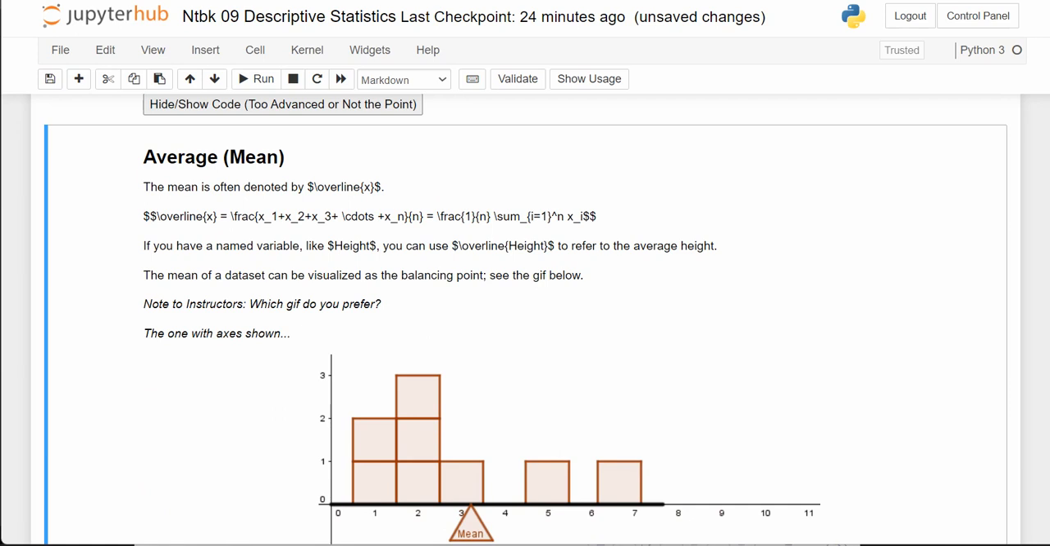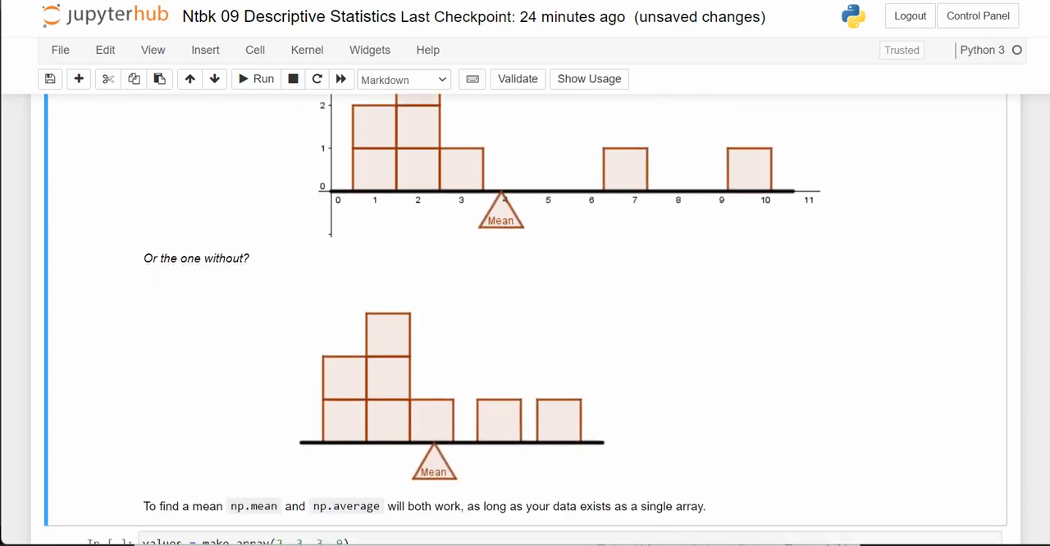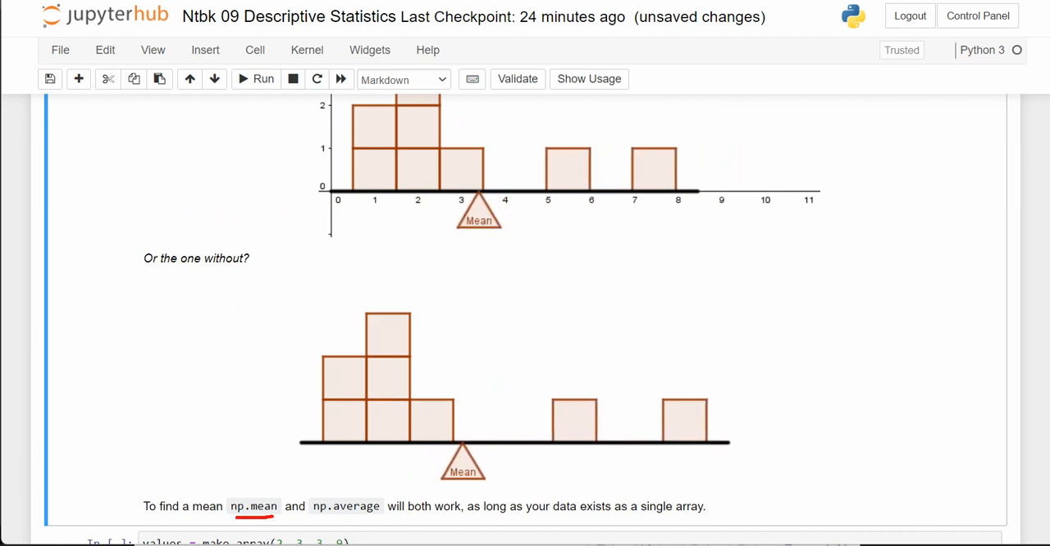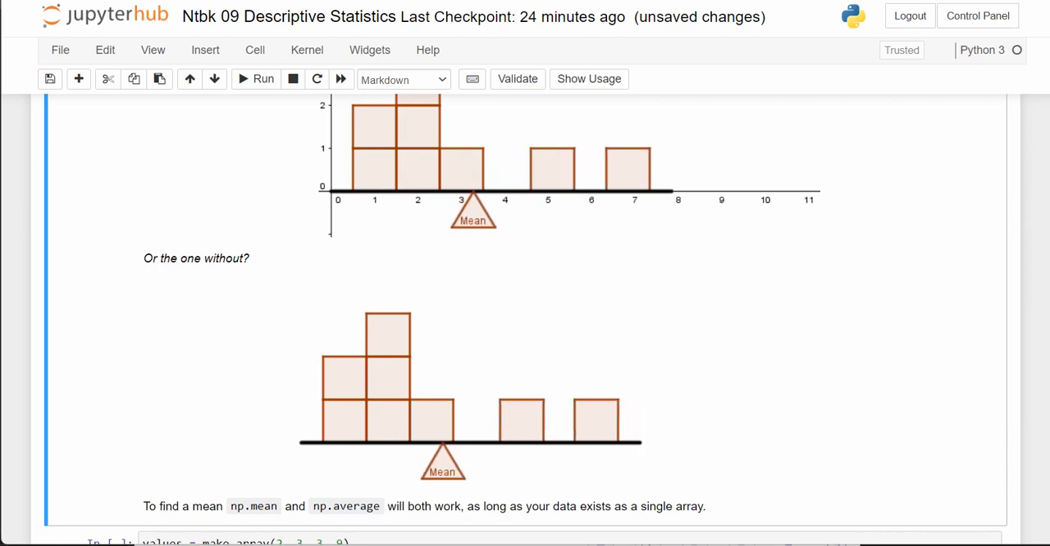And we have a nice little animation here to explain what the average is for a group of numbers. If we think of each number as a little block and all the blocks weigh the same thing, then the mean is the balancing point. If all the blocks weighed the same thing, the mean is the place where you could balance those blocks, okay? And again, does it matter? No. np.mean or np.average will both work as long as we're talking about a single array of data. And again, the mean is the balancing point.